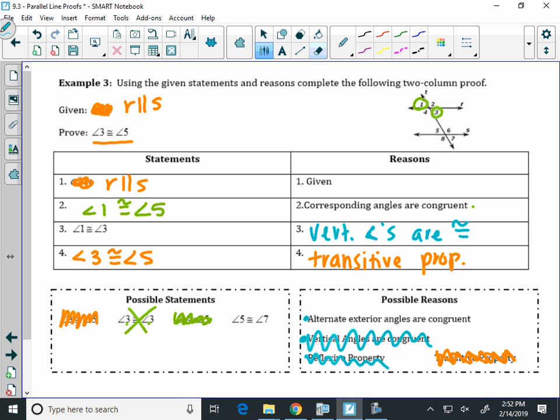A lot of the times you aren't going to use everything they give you. They put stuff in there to throw you off. So you kind of have to think a little bit which makes the most sense to put in that proof.